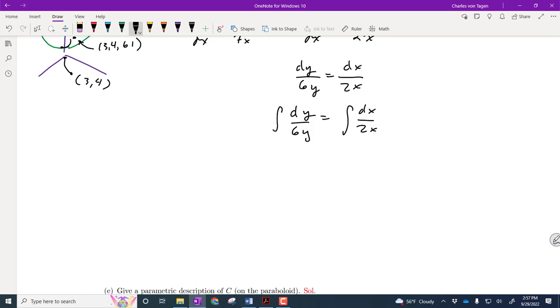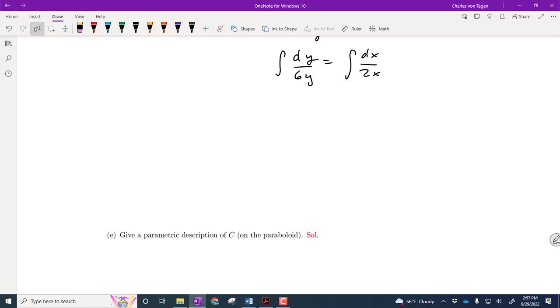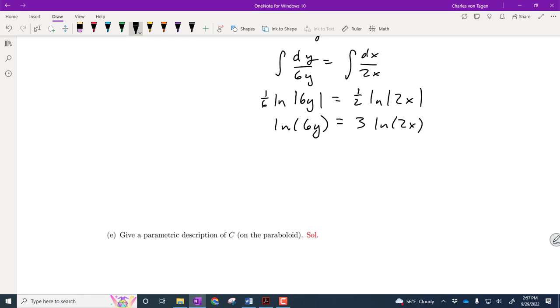Okay. So what we end up with is, this would be the natural log, let's see here, I guess 1/6 natural log of 6y is equal to 1/2 natural log of 2x. And let's clear out our fractions by multiplying both sides by 6. So we get that the natural log of 6y, I'm going to drop the absolute value here, folks, because this is going to end up being positive, is this.